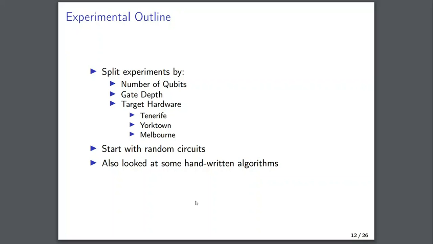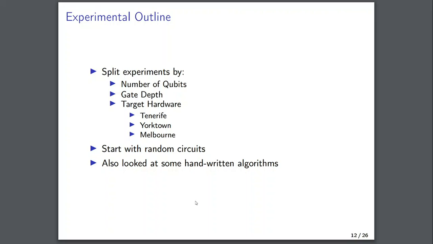Then for our experiments, we split them up into a number of categories. We had a small number of qubits, which was 2 or 3, a large number being 4 or 5, and then for the 14 qubit machine, we had a special case of 14 to 10-ish qubits. We also looked at gate depth. This isn't the same as the number of gates. This is the maximum amount of gates being run at any point on a single qubit, although we could break that when we recompiled later on.